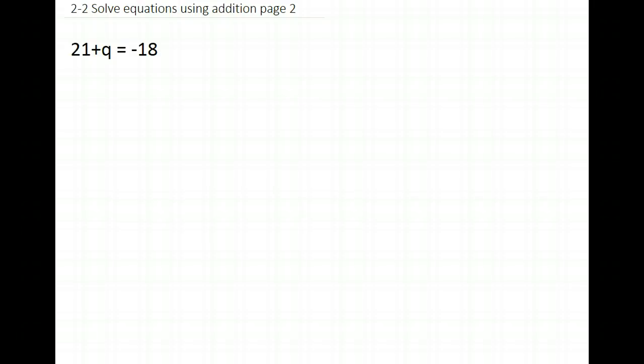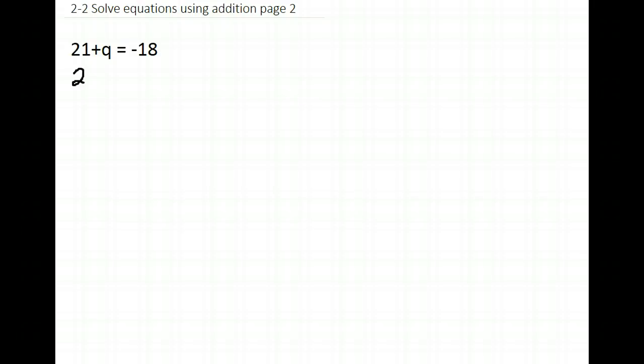So the first thing we need to do is subtract this 21 from each side. Because it's a positive 21, and we know it's positive because there's nothing in front of the 21. If it was a negative sign in front, we know it was a negative 21. If there's nothing in front, we automatically say it's a positive. So if we subtract 21 from each side, then we'll be able to get q by itself and figure out what we need to substitute in for q to get an answer of negative 18.